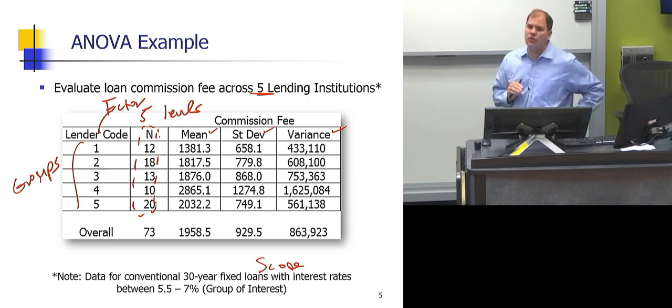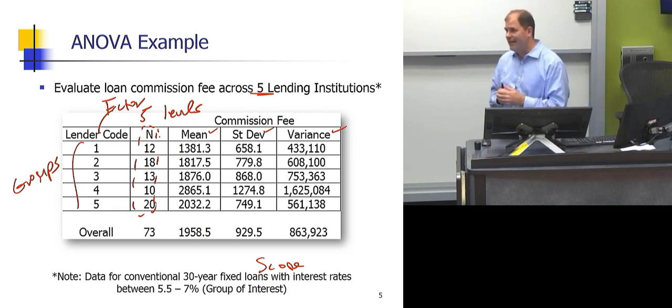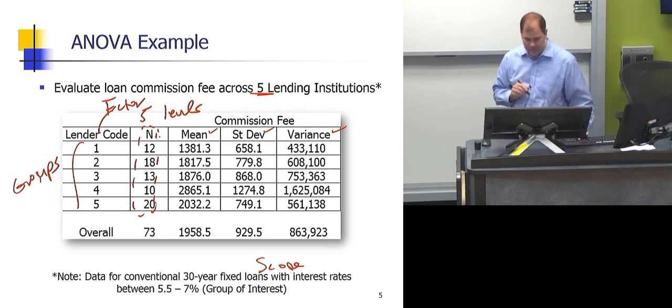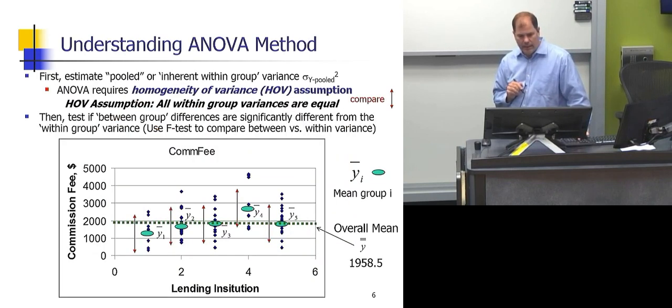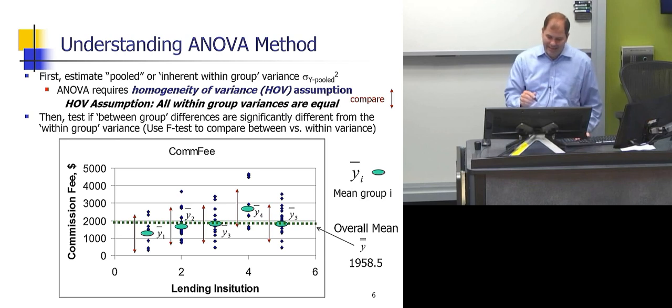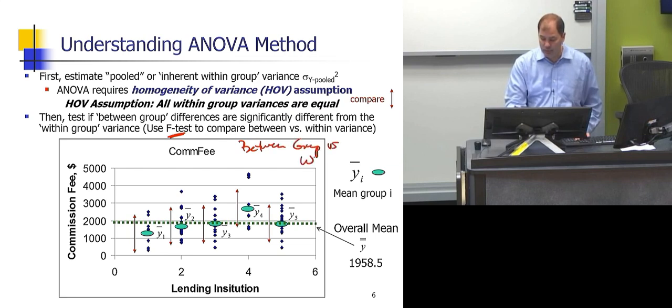We might be concerned if we had like 5, 5, and 1,000. That may not be representative or fair, but we don't have to have identical sample sizes. Now, to understand what ANOVA is doing, we're going to make an F-test. And the F-test is going to compare between group versus within group.